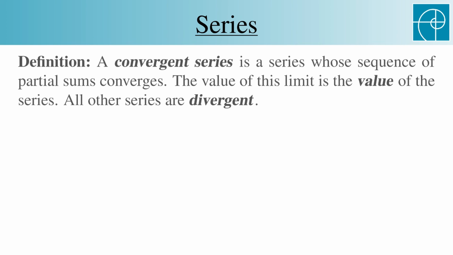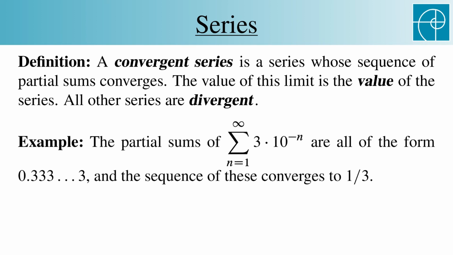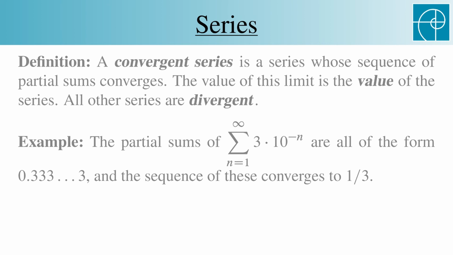A convergent series is a series whose sequence of partial sums converges. The value of this limit is the value of the series. All other series are divergent. For example, the partial sums of the sum from n equals 1 to infinity of 3 times 10 to the negative n are all of the form 0.3333 and so on for some finite number of 3's, and the sequence of these converges to 1/3.